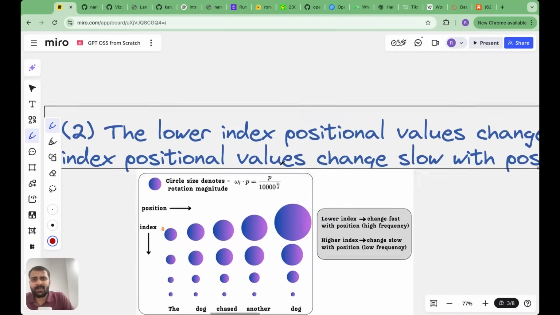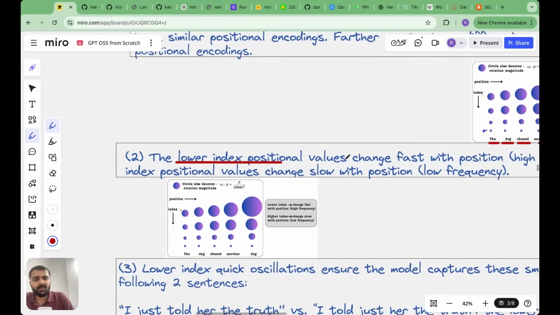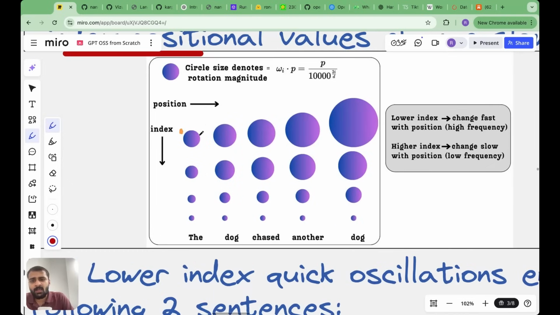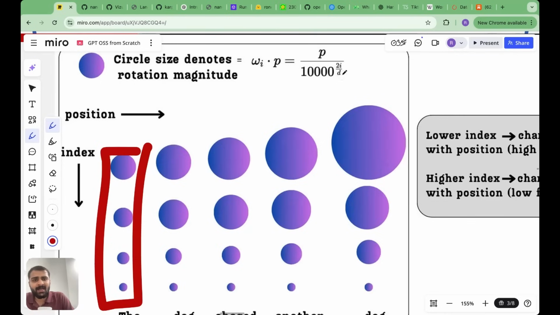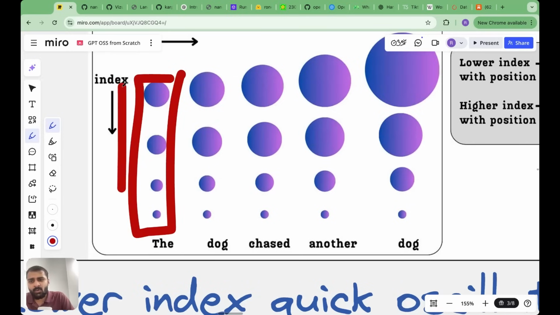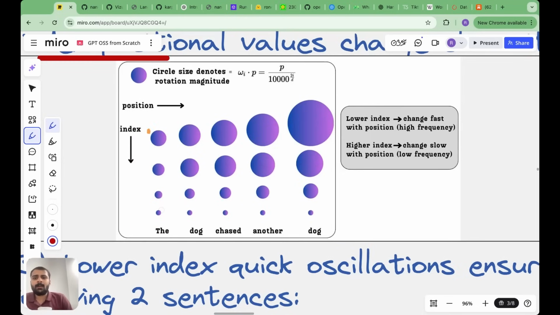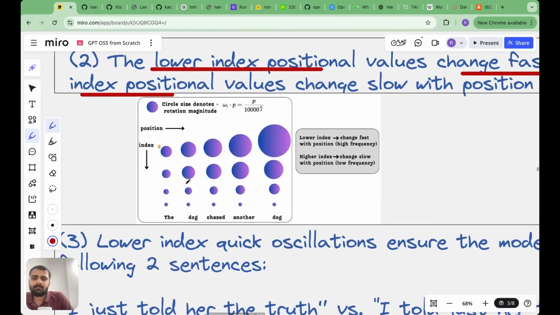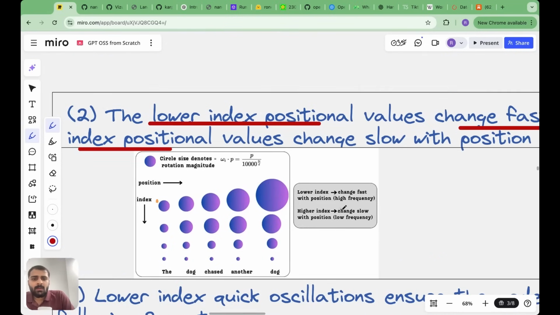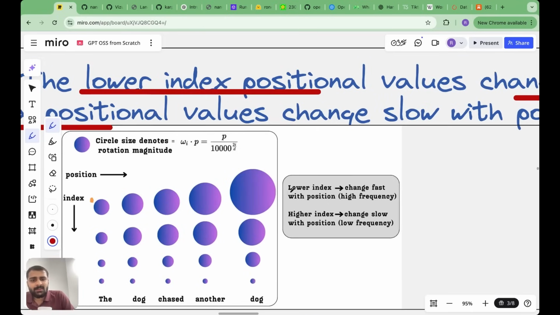The second thing to mention is that the lower index values change fast with position, while the higher index values change slowly. If you look at one position right now, if you have a lower index, since i comes in the denominator, their rotations will be higher. But if you go down here, if you have a higher index, you will see that the rotations will be slightly smaller. So lower index changes fast.